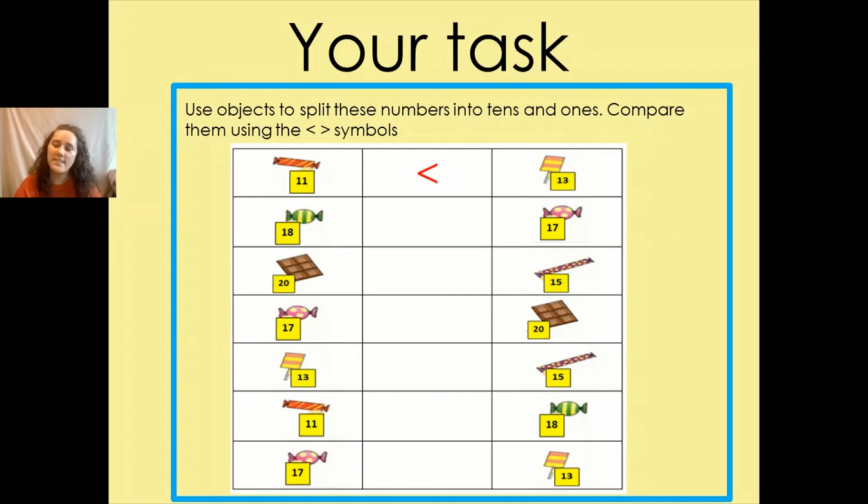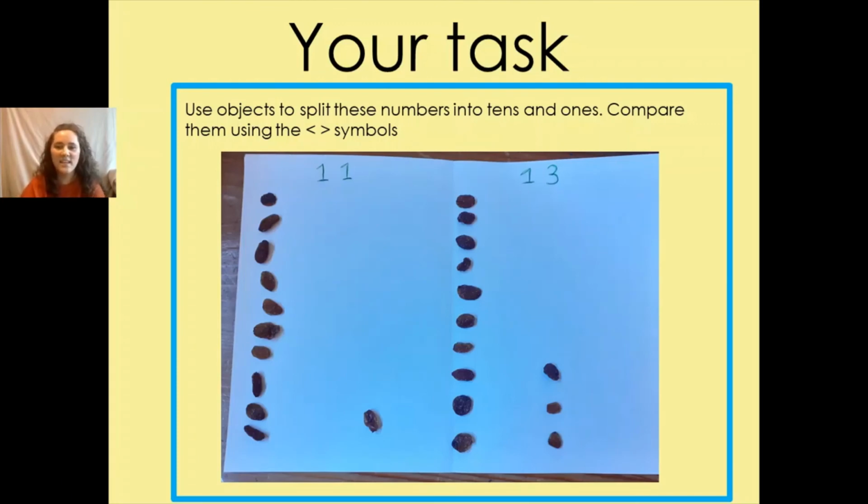Your task for today is to use your more than and less than symbols to compare these numbers. The first one has been done for you. 11 is less than 13. Don't forget to use objects to help you. Split the numbers into tens and ones and then compare the two groups. That will help you see which one is bigger. You can see I did this here using my raisins. This really helped me to see which group had more.